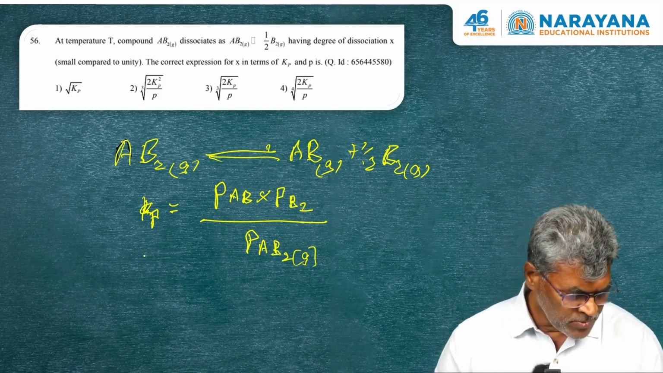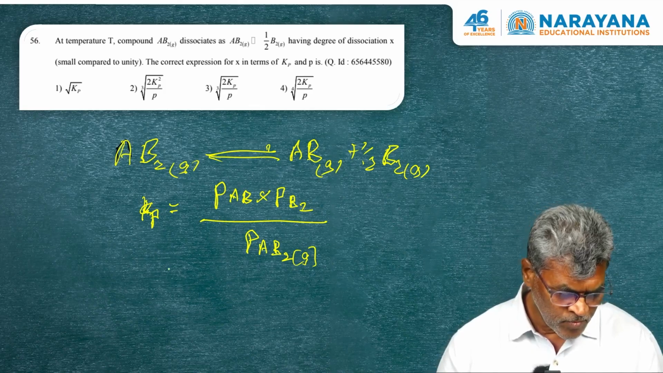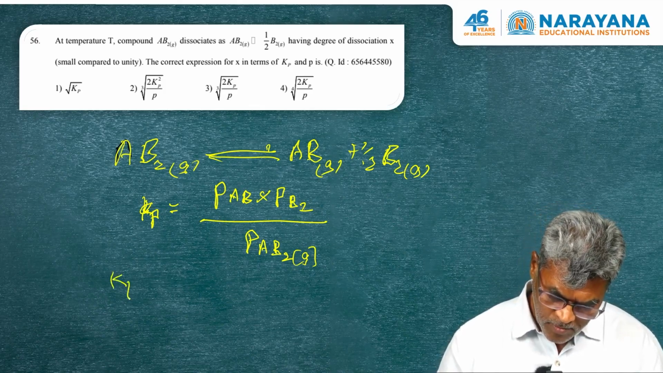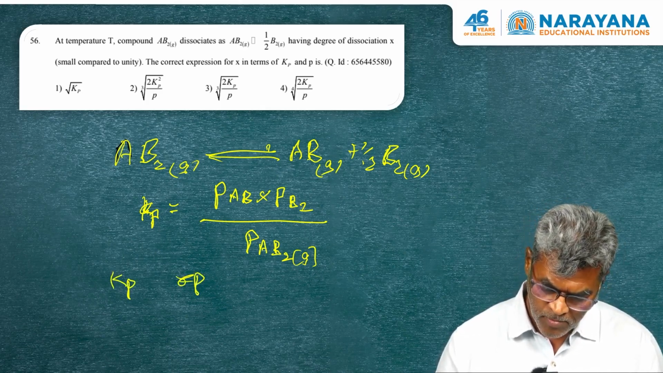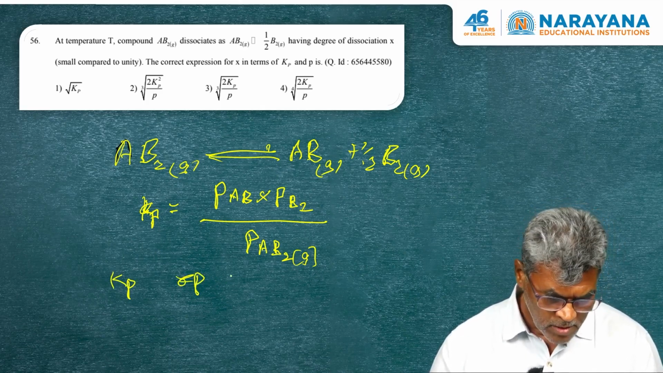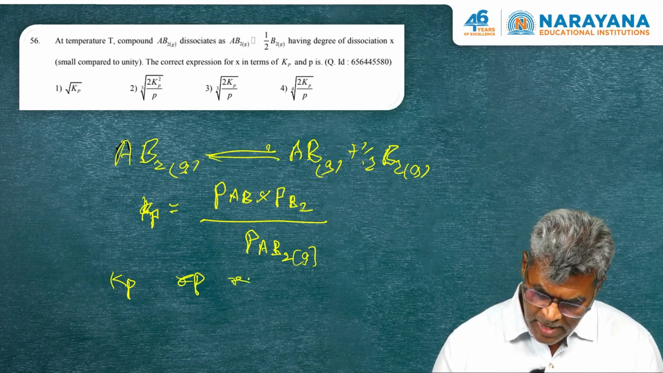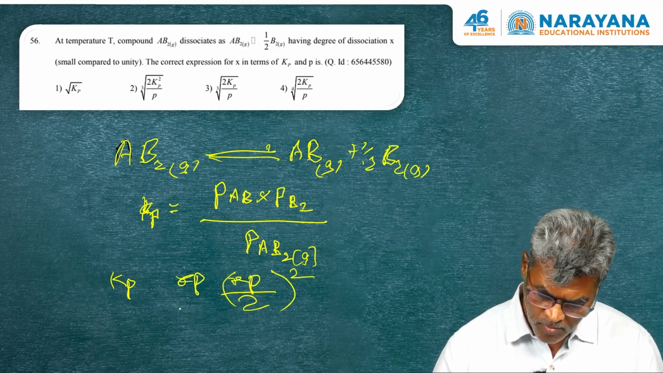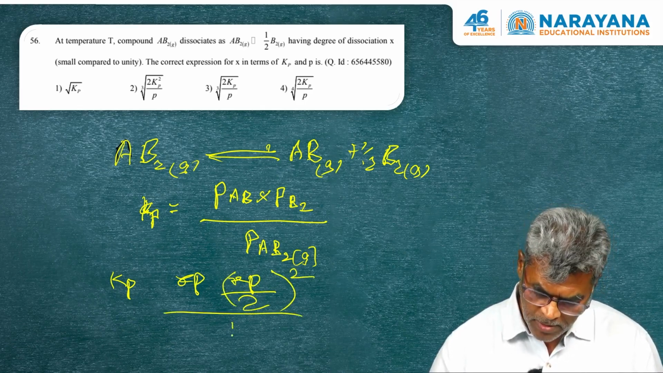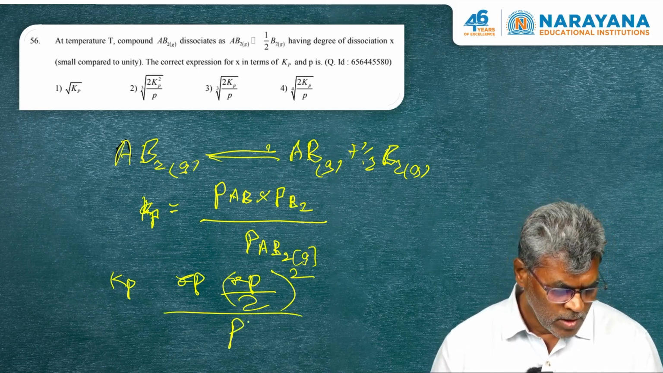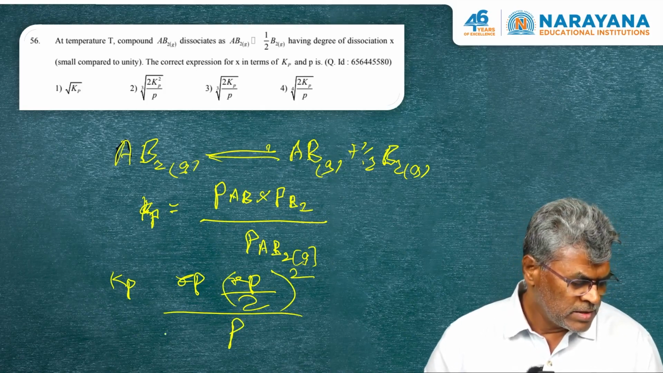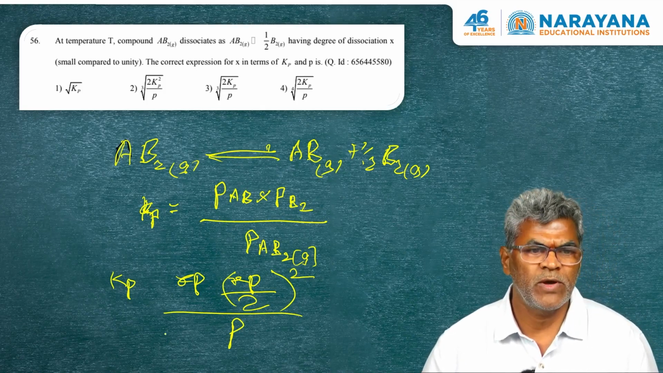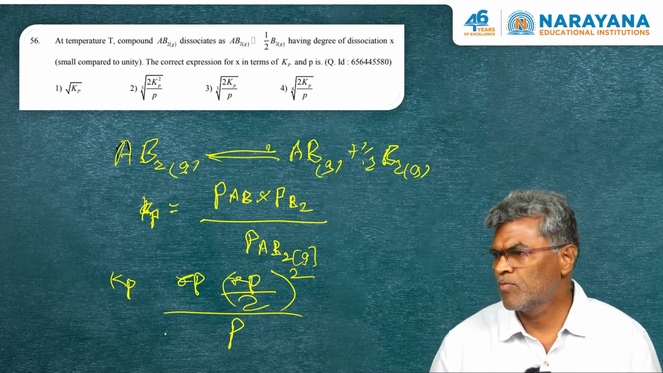If you write the partial pressures, what you are going to get is Kp, right, xP into xP by 2, whole square, by P. So, overall if you calculate, you are going to get the second option. That is why the key will be the second option.